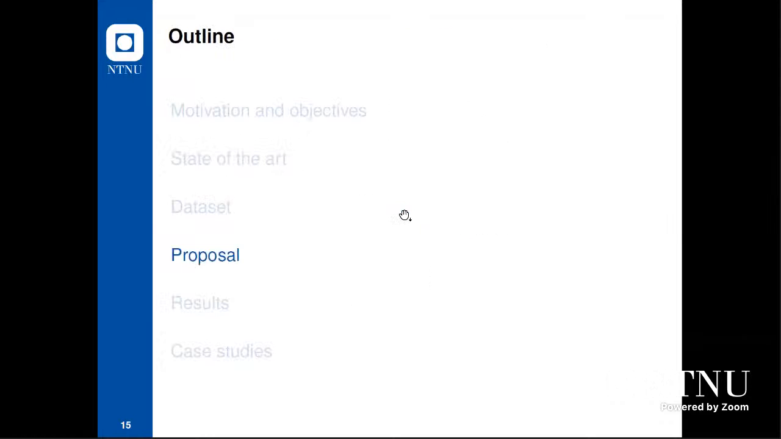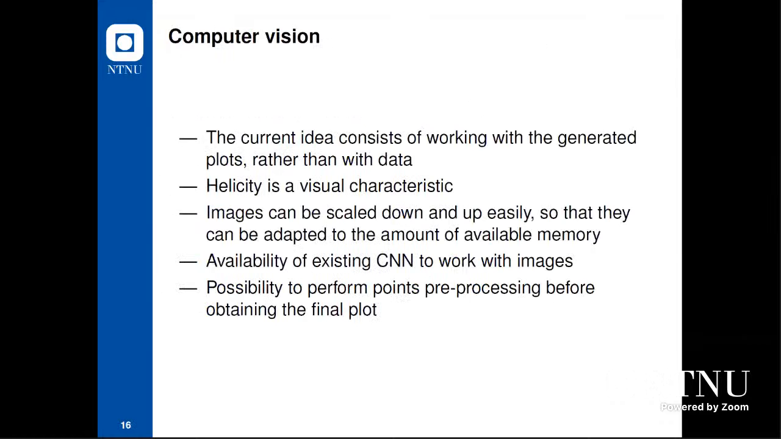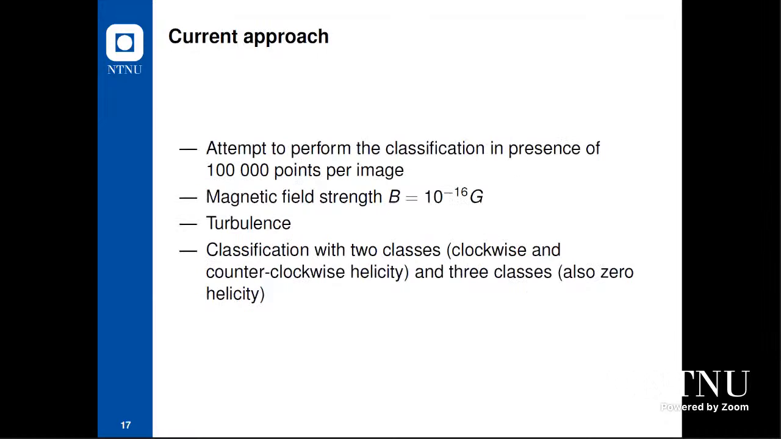The other part in the pre-processing, as I will show soon, consists of transforming the points using the cubic root. So there are 100,000 points per image, and this is why generating each image and performing each simulation takes a lot of time.